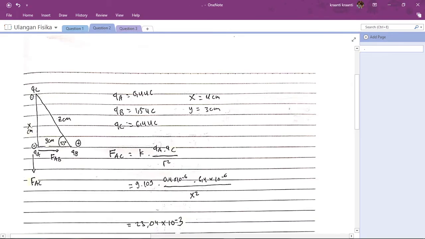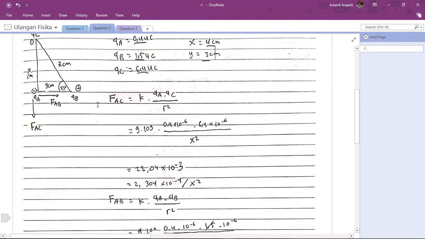There are 3 charges. The first one is charge A, that is negative, charge B, that is positive, and charge C, that is negative. Charge A is equal to 0.4 microcoulomb, charge B is equal to 1.5 microcoulomb, charge C is equal to 6.4 microcoulomb. The distance of A and C, or x, is 4 centimeter, and the distance of A and B is 3 centimeter.